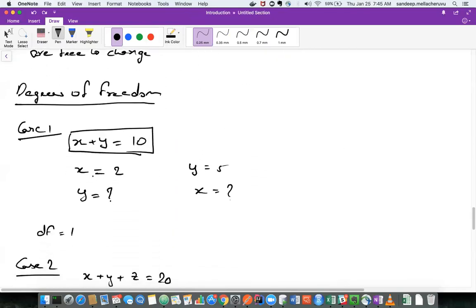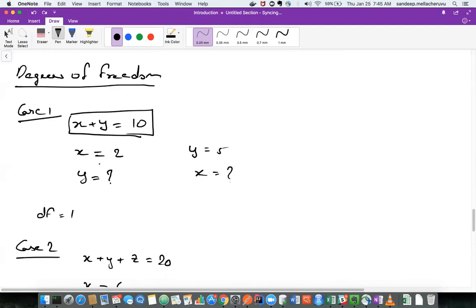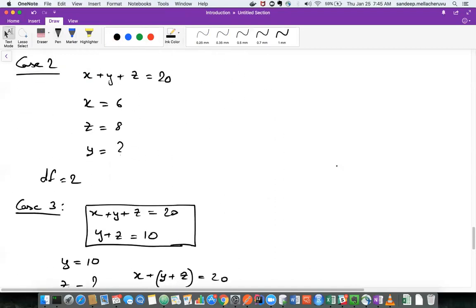Sorry. So the degrees of freedom, I said that it is n minus c, right? N is the number of variables and c is the number of constraints or equations. So here n is 2, 2 variables, x and y. And c is 1, only one constraint, which is x plus y equal to 10. So what is the degrees of freedom? 2 minus 1, which is 1. The same as here, right? And let's go to here.